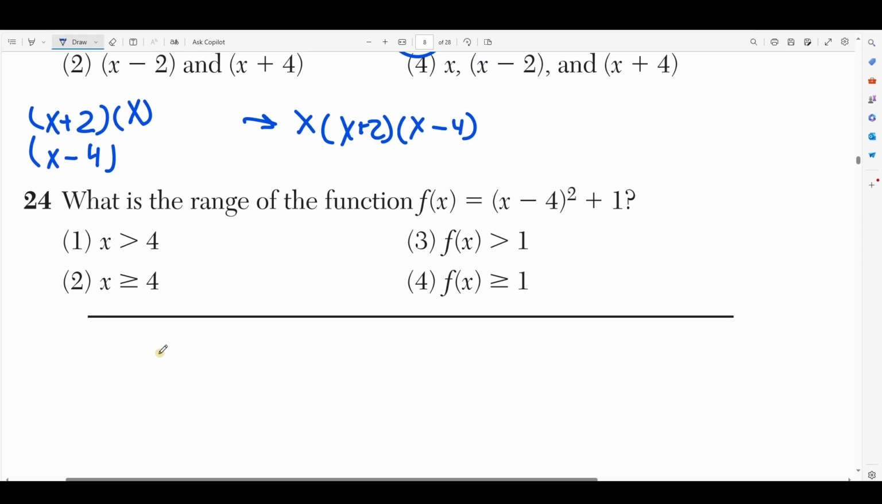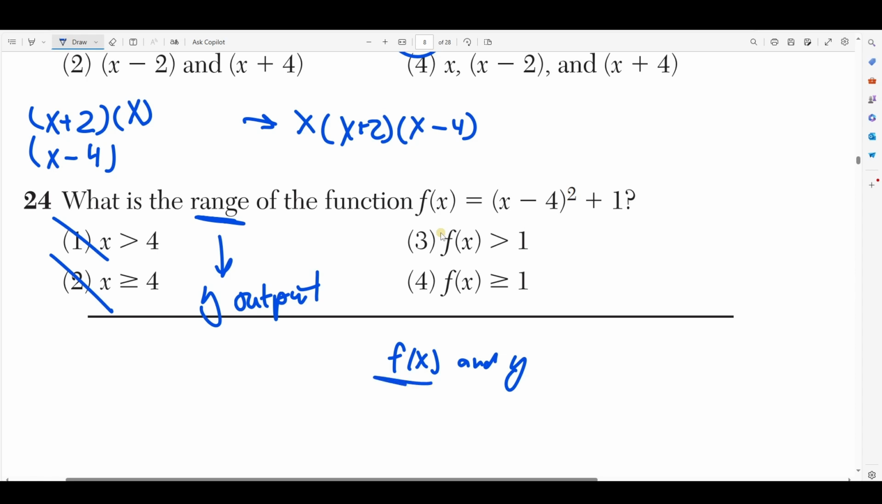Number 24 says, what is the range of the function (x minus 4) squared plus 1? Right, so when you're talking about range, you're looking at the y output. So we're eliminating choices 1 and 2 because those are talking about x. F of x is just a fancy way of writing y. F of x and y are pretty much the same, right? They represent the same thing. They represent a y value, or the y coordinate on a function, right? So the range is just by how much the y value varies, right? Or the entire y value.